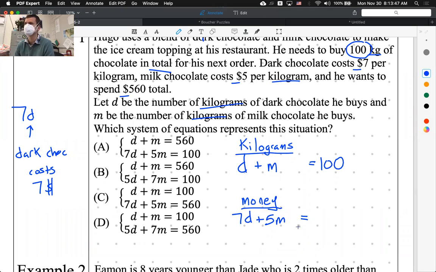And then what is this going to add up to? Someone else? Jose? There it is, 560. Every single unit here is money. $7 per kilogram, $5 per kilogram, $560. And then we choose the right answer. So it looks like the correct answer here is D. Those are the equations that match up with our 2 equations.